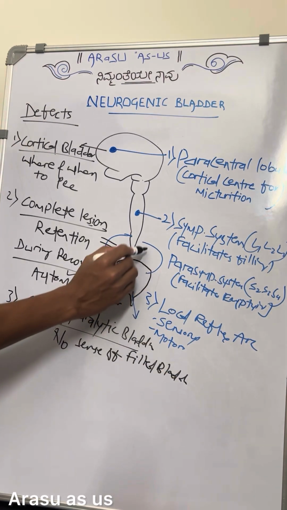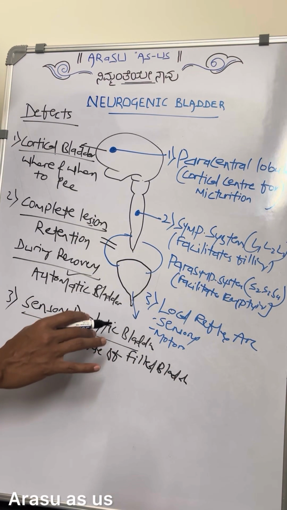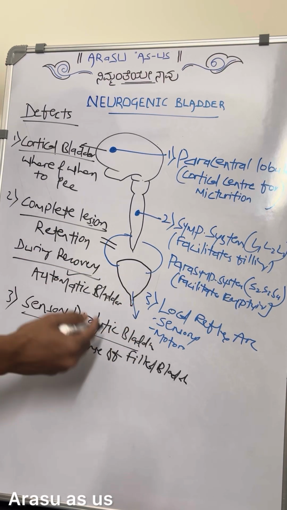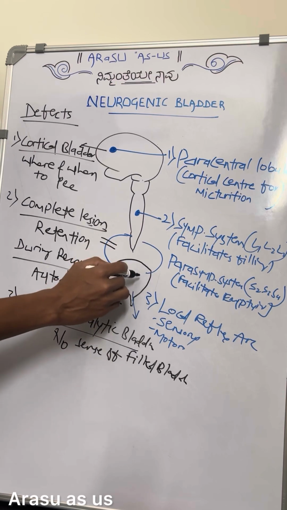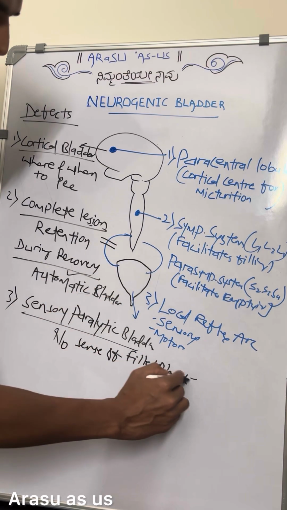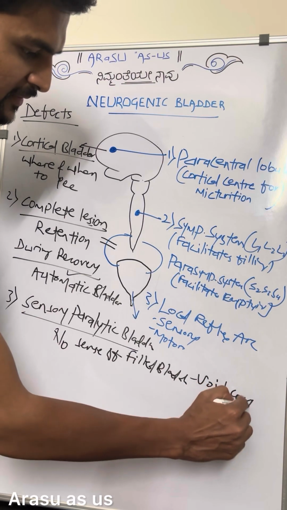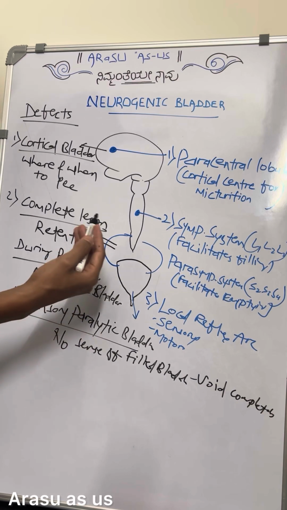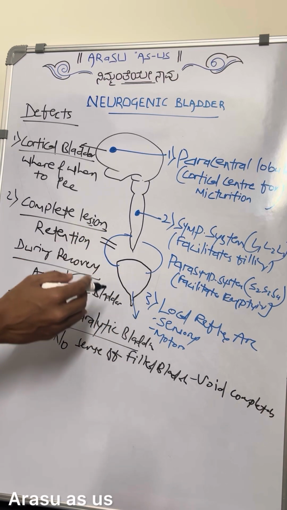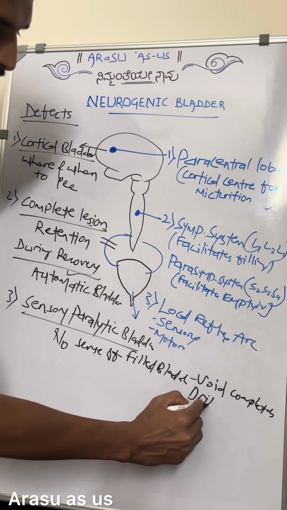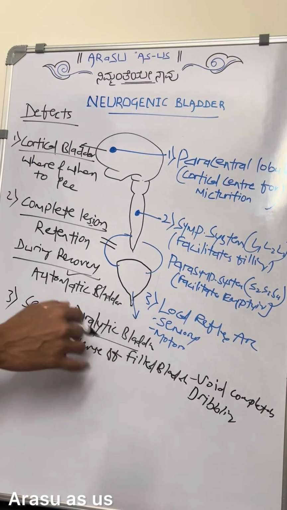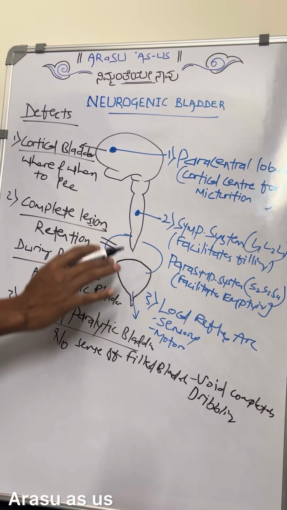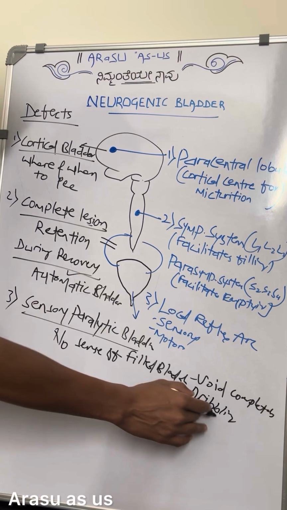But here the motor component is fine. So the person will not be able to feel the filled bladder, but if he or she goes for micturition, then they will be voluntarily able to contract muscles for micturition. So they will void it completely. If we train them to go for micturition at regular intervals, there will not be any dribbling. So it is like alarming the patient. At regular intervals, they have to go for micturition. The motor function is anyways fine, so they will be able to void completely. So there will not be any dribbling.